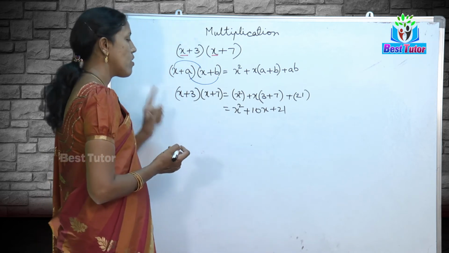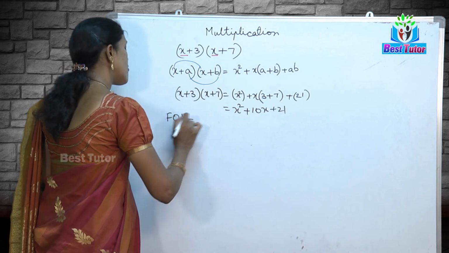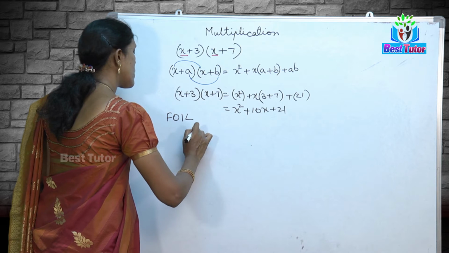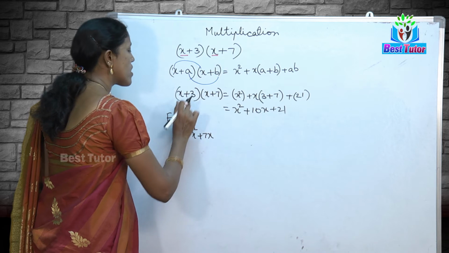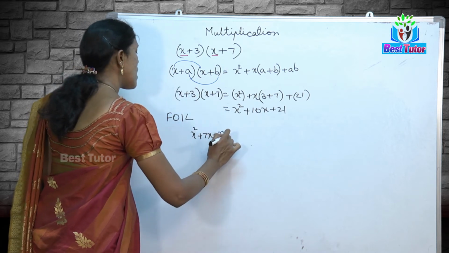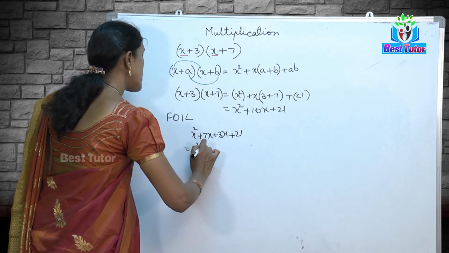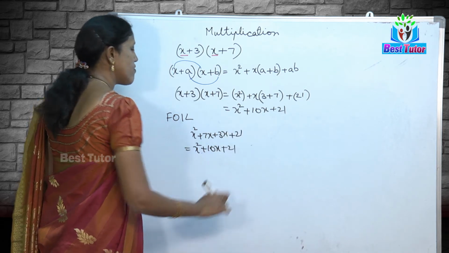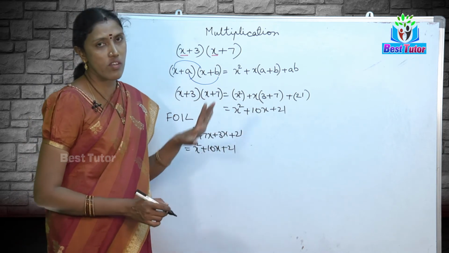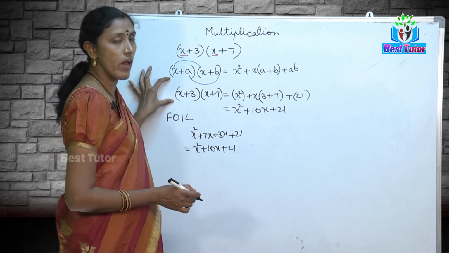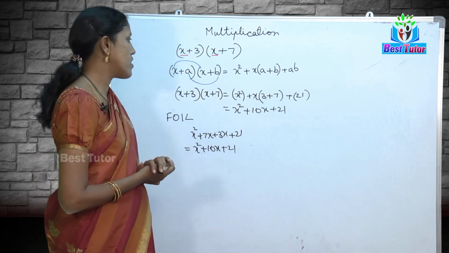If I have to apply FOIL method for the same question, first it's going to be FOIL. F stands for first term, first into first is x square. O stands for outer, x into 7 plus 7x. I stands for inner, 3 into x, 3x. L stands for the last terms, 3 into 7 is 21. X square plus 10x plus 21, right? So the answer is going to be the same, the product is going to be the same, but the procedures are different, right? This is by applying the formula. This is by applying the procedure which we have already learnt in the earlier videos, right?